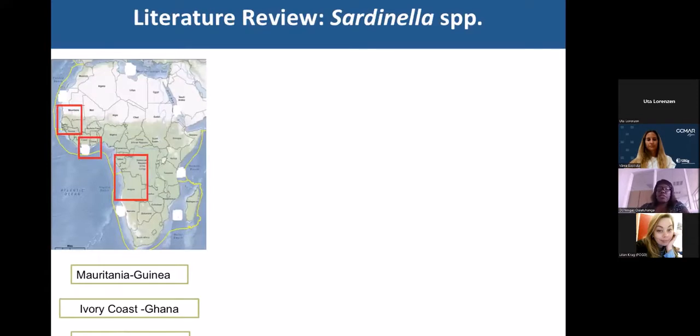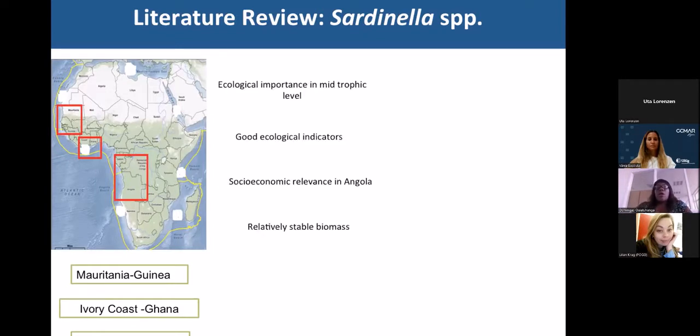Sardinella species are widely distributed along the world ocean. In Africa, they can be found along the west coast, and three main stocks have been identified. One in the north from Mauritania to Guinea, the second one in Central Africa from Ivory Coast to Ghana, and the third one in the southern coast of Africa from South Gabon to Angola.